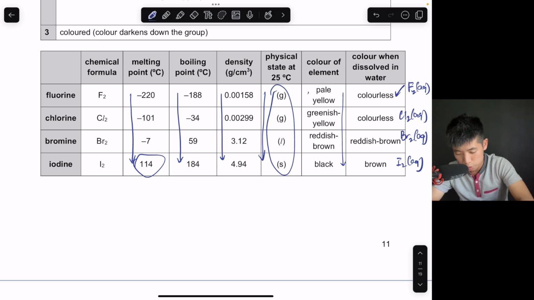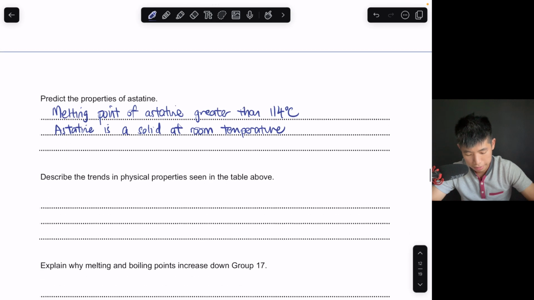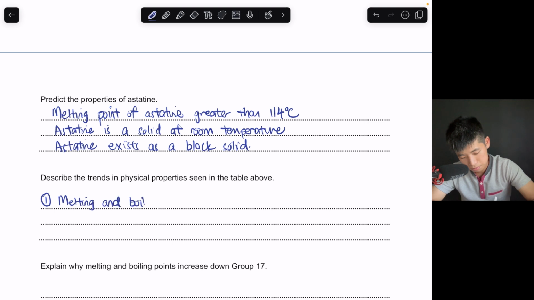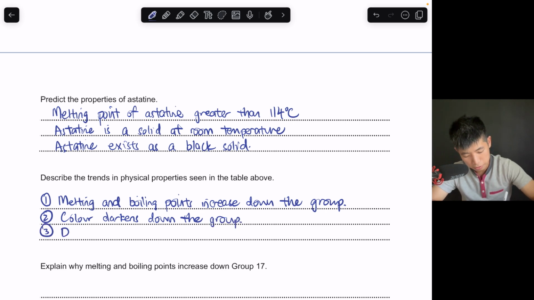Finally, I noticed the color darkens down the group, so the color of astatine should also be black. Okay, so let's put the trends into words. What are some of the trends that we see described? So melting and boiling point increases down the group. Secondly, the color darkens down the group. And finally, the density increases down the group.